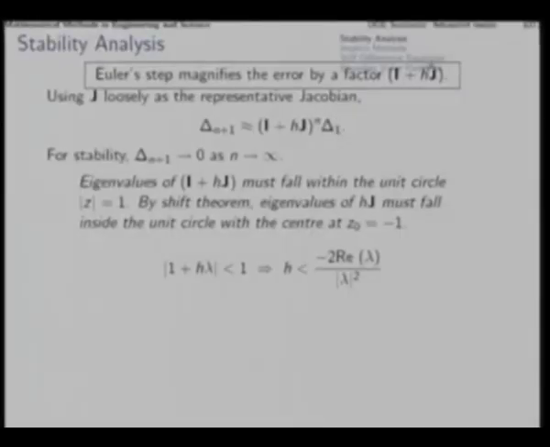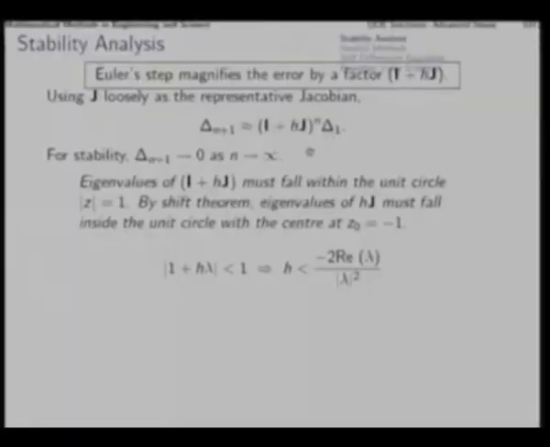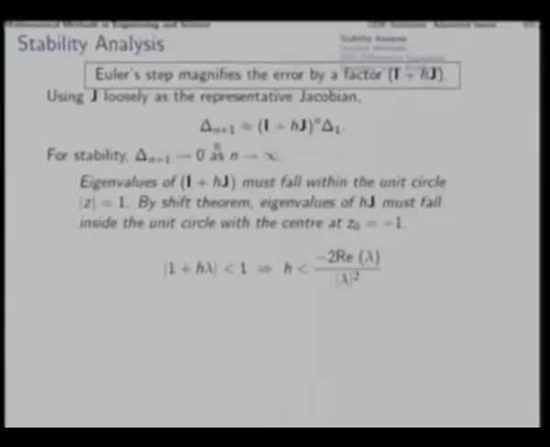But as a representative Jacobian, using this same notation J, we can say that from the error at step 1, as we have taken n steps and come to the step n plus 1, then so many times this matrix has been multiplied. Of course, in actual practice, the matrix in between will keep on changing because J is changing, but using the rough Jacobian, this will be the situation.